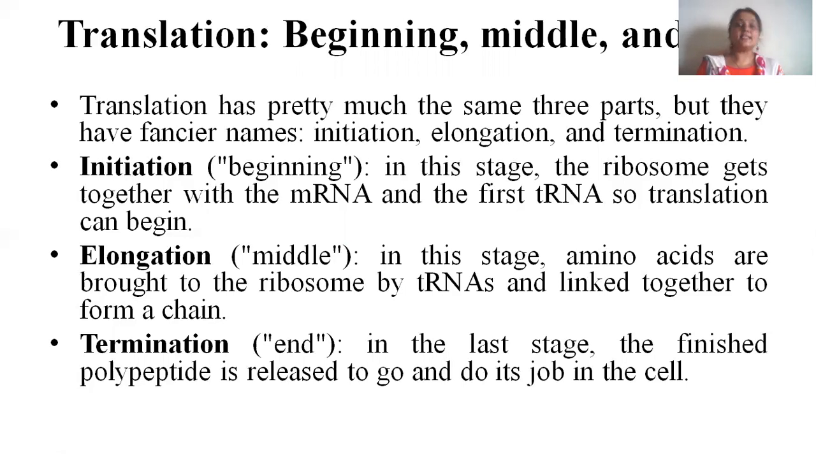Now the next is elongation. In this stage, amino acids are brought to the ribosome by tRNA and linked together in a chain. So the tRNA will come onto the A site, then the P site. That is the elongation process. Now in termination, the last stage, the finished polypeptide is released to go and do its job in the cell. So this particular portion we'll learn in translation part 2 in detail.